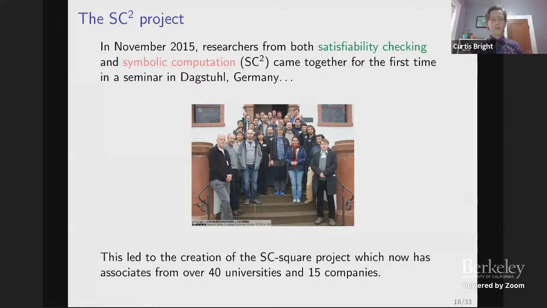All right, so it was noticed in 2015 by Erika Abraham and others that these two fields really have much to learn from each other, right? And they organized a workshop, the first one being at Digital in 2015, and since then, this has been like a budding new field of research. There have been associates of this SC² project in over 40 universities and 15 companies. So people are really starting to take notice and using the techniques of both fields to solve problems that couldn't otherwise be solved using just the techniques of one field.